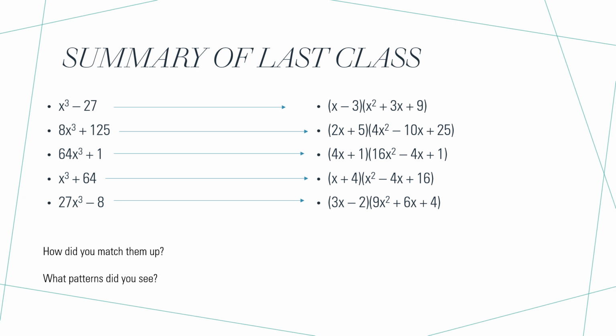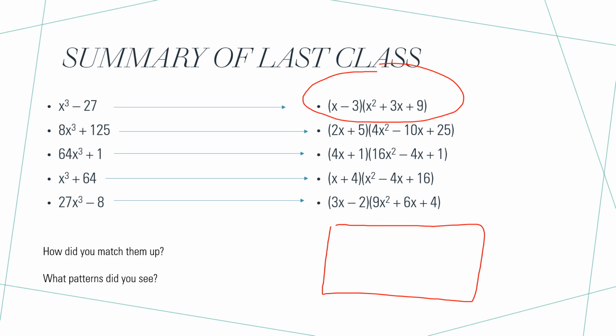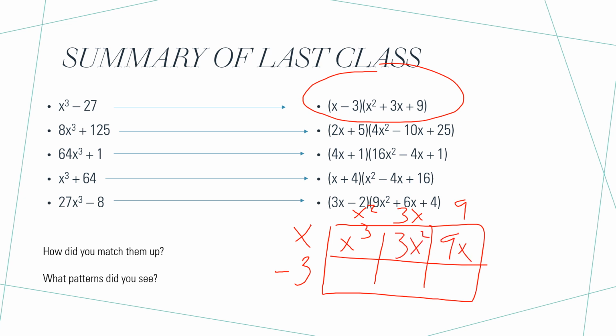Now, I think what most of the groups did was they did multiplication. So I'll take a look at this one. What most groups did was they divided up the work, and this is where working in a group can be a huge advantage to going solo, and did the multiplication. So x times x squared is x cubed. This gives us 3x squared. This is 9x. This is negative 3x squared, this is negative 9x, and this is negative 27.